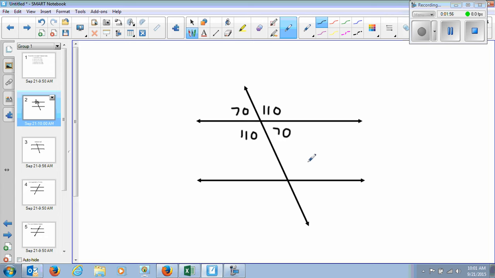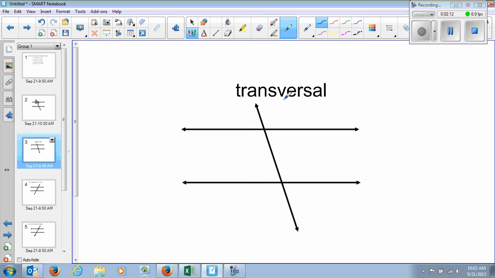Well, some special things happen when we have two parallel lines and a transversal that crosses both of them in the same way. We actually create some angle pairs. So let's get to those. And again, this line right here is the one that's called the transversal. So keep that in mind. Remember that when you have two parallel lines and they're crossed by another line, we call that line the transversal.